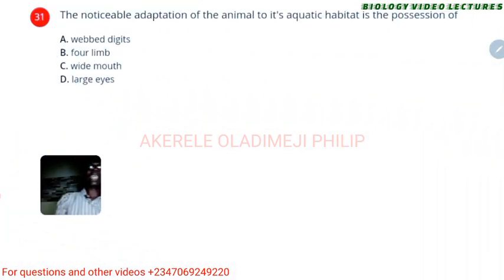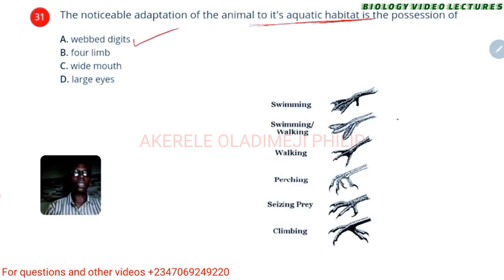The noticeable adaptation of animals to their aquatic habitat is the possession of what? What would make an animal adapted to an aquatic habitat? Webbed digit, 4 limbs, webbed mouth, large eyes. No, it's webbed digit. Why? To be able to swim like this. It's going to have webbed digits to be able to swim.